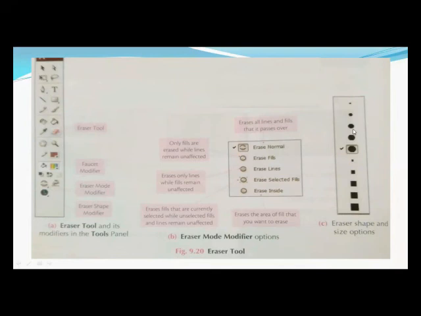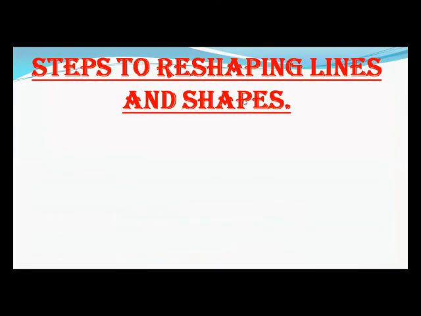Now you can select a circular eraser and you can select a square eraser. Then thin to thick, all sizes and shapes are available for the eraser tool. Now let us move towards the next topic, steps to reshape line and shape. For this you can use the arrow tool to reshape a line and shape. The arrow tool is the first tool in the tool panel of Flash.